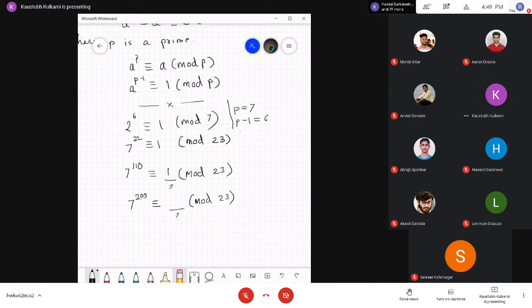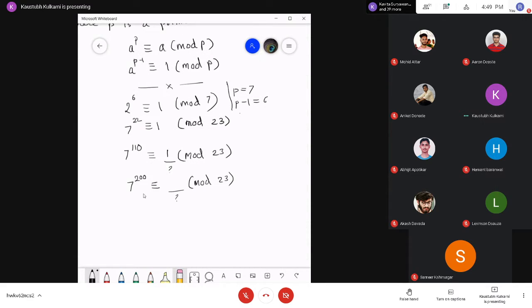Solve this. From the basic properties of modulus, what is the nearest multiple of 22? Think that way. Nearest multiple of 22 for 200. Nearest to 200. 3. Yes, 3 is the correct answer.